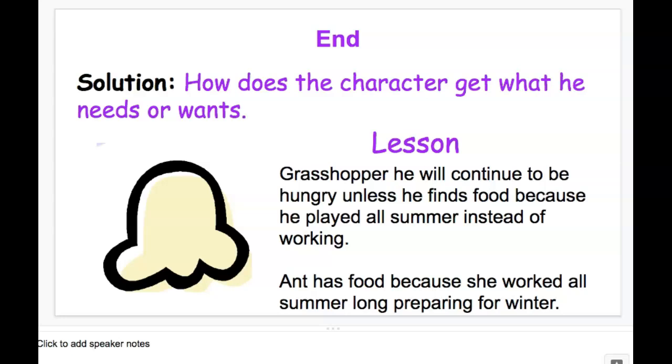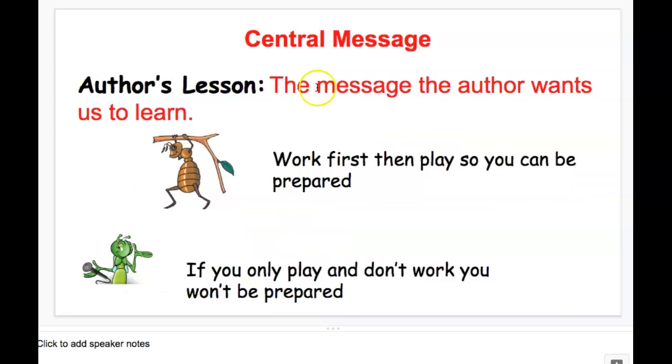What do you think the central message is? What did the author want to teach you? What was right? What was wrong? The message the author wants us to learn. The ant, work first, then play, so you can be prepared. What did the grasshopper learn? If you only play and don't work, you won't be prepared.